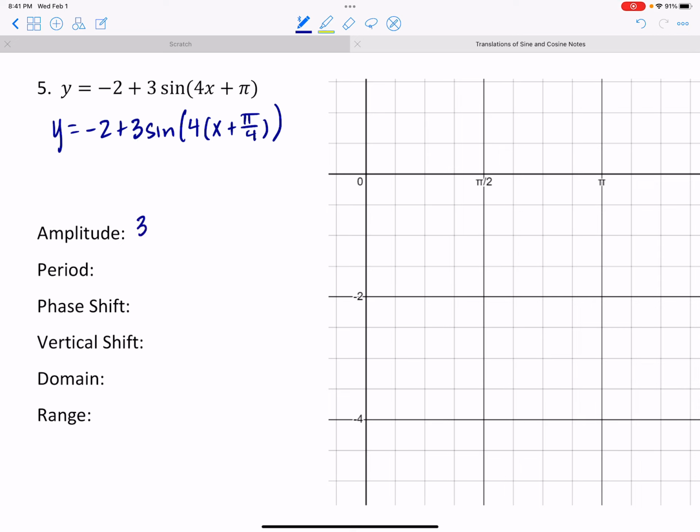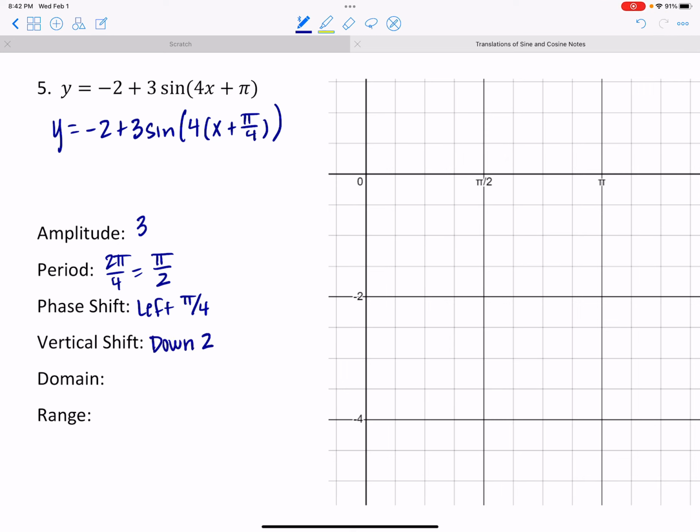And my period, based on this number, b, tells me I have to take my normal 2 pi and divide it into the 4 cycles. So my period is going to be pi over 2. So every pi over 2 radians, I have to finish a cycle of my sine curve. Phase shift is pi over 4. That's right here. Pi over 4, and this is going to be to the left this time. So let me say that. Left, pi over 4. Vertical shift, we've got one of those as well. There's a -2 out there. So we're going to go down 2.